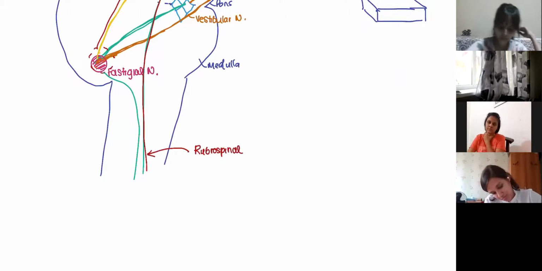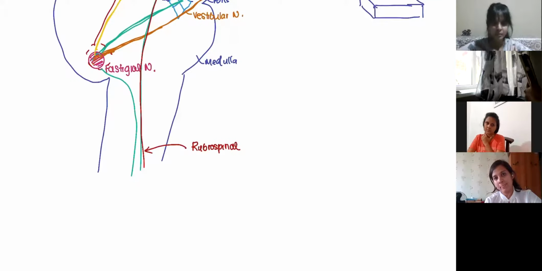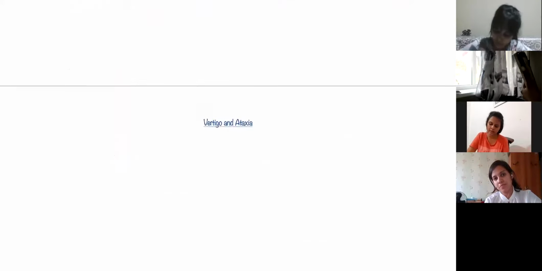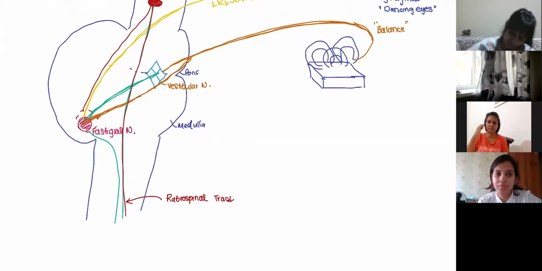You don't need this much detail if you're from my university. You just need to know what ataxia and vertigo are. But every university is different, so I'm just going to teach from the basics all the way to the end. So the rubrospinal tract.